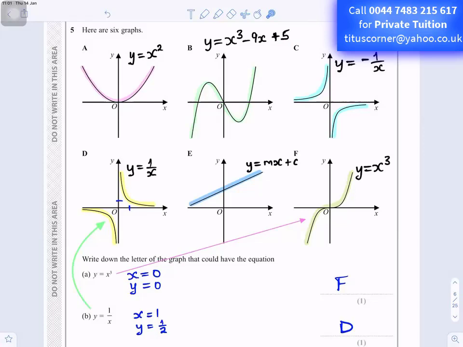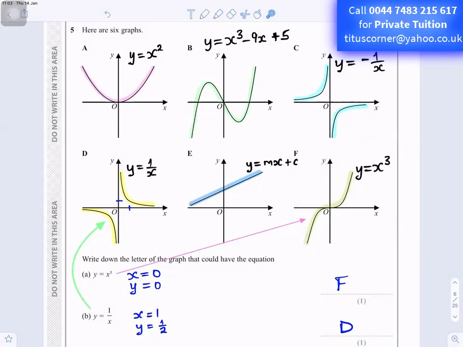So your answer is F. The graph F represents y equals x cubed. You put x is 0 and you get y is 0. So it passes through the origin. And if you put 1, you will get y to be 1. X cubed, 1 cubed is 1. So it goes through 1, 1. If you put 2, it will go to 2, 8. So you can work out some coordinates to give you an idea, or you can just remember that that's the shape of the y equals x cubed graph.